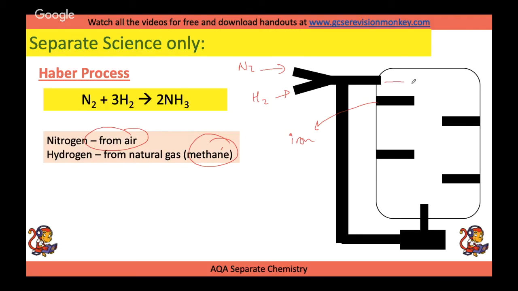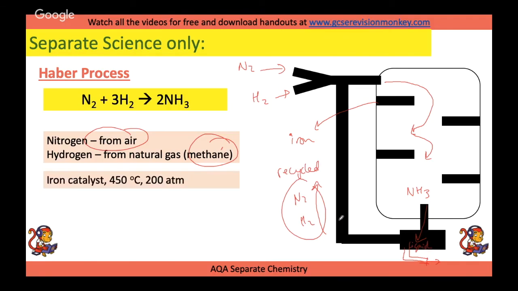The nitrogen and the hydrogen will react inside this vessel and will produce ammonia, which is cooled and turned into a liquid. Every now and again, the tap is released and that is taken out when it's reached equilibrium. Then the nitrogen and the hydrogen are recycled back round in the chamber, and it's the liquid ammonia that's taken out of the bottom. As well as the iron catalyst, the temperature is 450 degrees C and the pressure is 200 atmospheres.